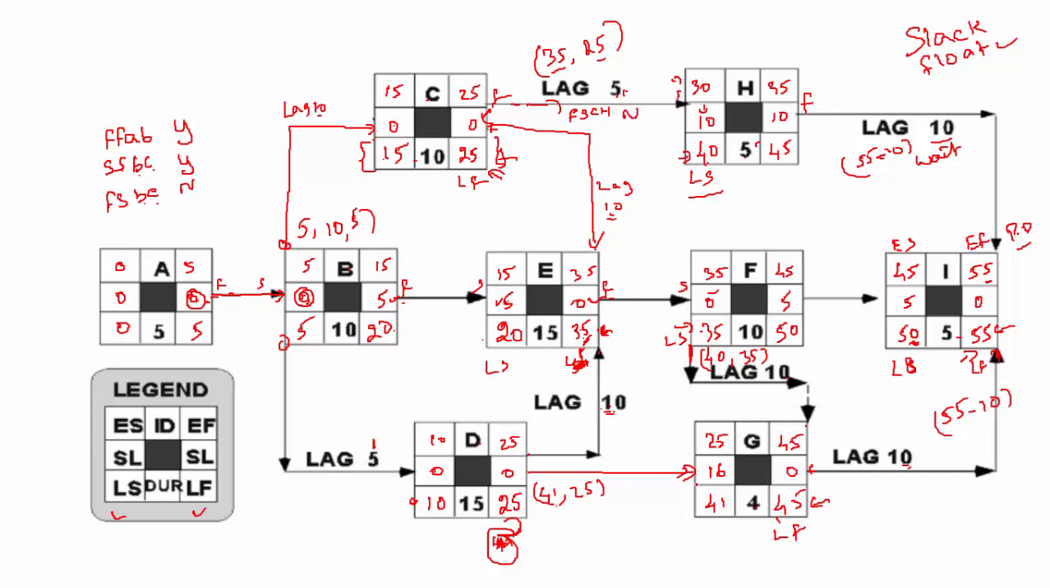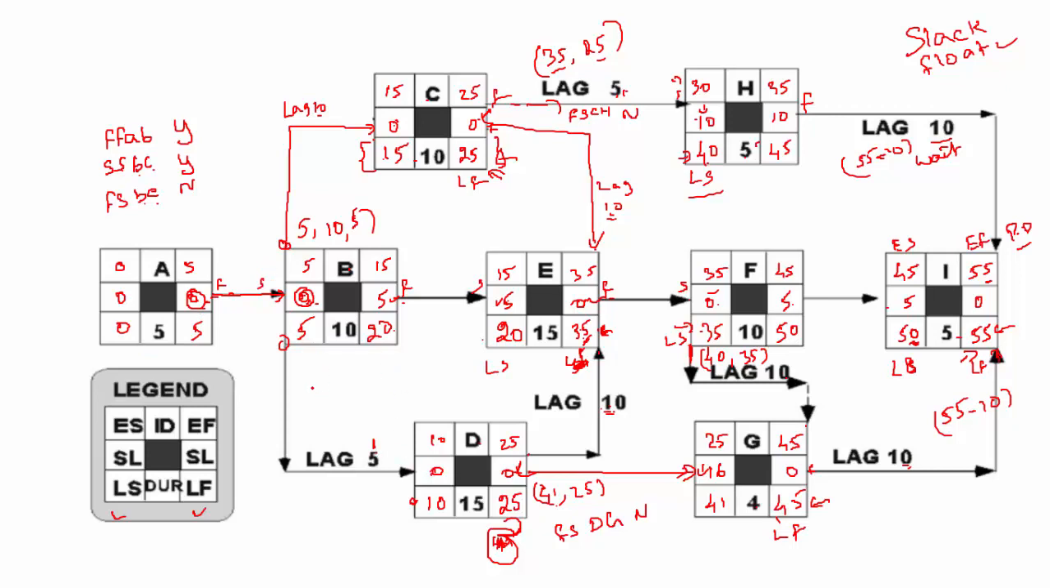Similarly, let's do DG. What about DG? Finish to start relationship. Finish D, then start G. Is it critical? So we got 0 and 16. So no, it is not critical. It should be 0 on both the ends. So whenever you see 0, 0 critical, 5, 5 non-critical. Okay, 0, 10 not critical. Yeah, 0, 0 critical, 0, 0 critical, 0, 0 critical.